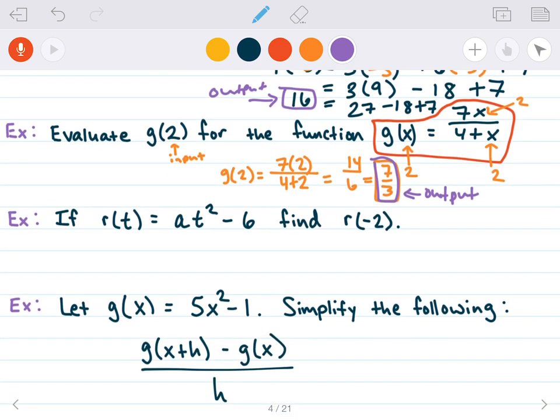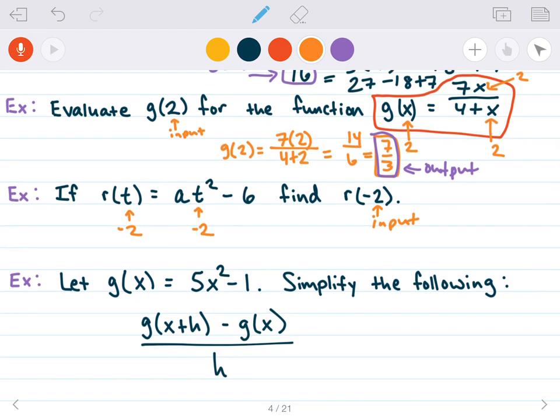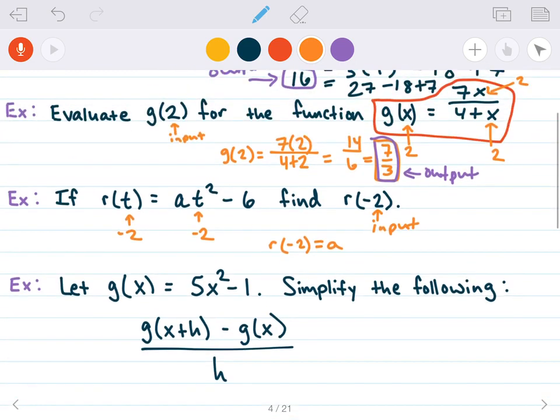If r of t equals at squared minus 6, find r of negative 2. So negative 2 is my input because it's in the parentheses. And my variable this time is t. So my negative 2 is going to go anywhere I see a t, which is only in one spot, okay? So we have r of negative 2 equals a, which we're just going to leave alone because we only plug in the number for the variable that is in the parentheses.